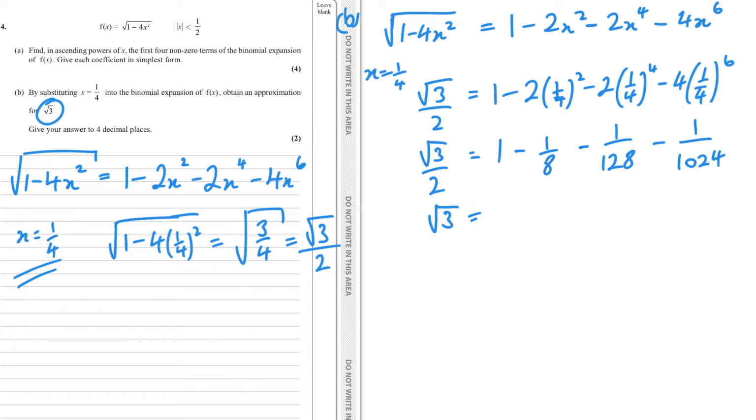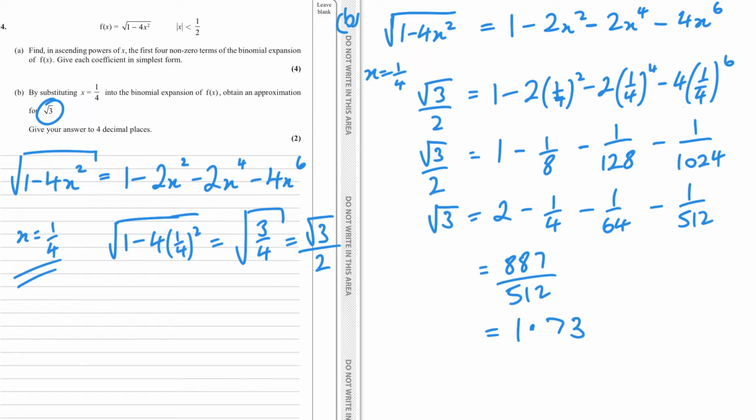I want root 3, so I'm going to multiply them all by 2. So 2 minus a quarter minus 1 over 64 minus 1 over 512. And that gives me 887 over 512, or to 4 decimal places as the question was asking, is 1.7324. And if you just double check what root 3 actually is in your calculator, you can see it's 1.7321. So very, very close.